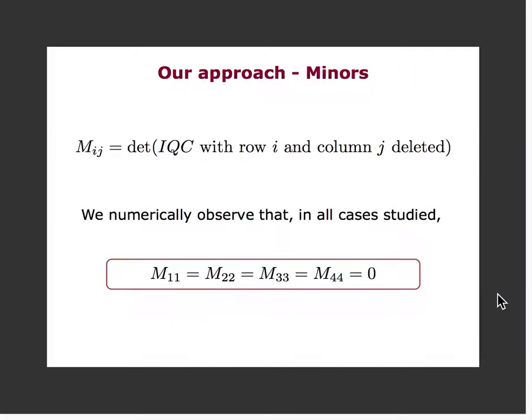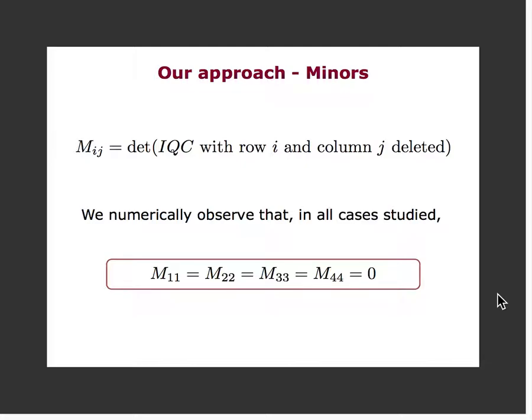We observed that the minors of the matrix are in general 0. If I have the IQC matrix, this 4x4 matrix, and I delete the first row and the first column, and I compute the determinant, the determinant is 0. And if I eliminate the second row and the second column, and I compute the determinant of the 3x3 matrix, the determinant is 0. And same thing if I do that for all of these, rows 1, 2, 3, 4. That's observed numerically. In all experiments that we did, we observed this.